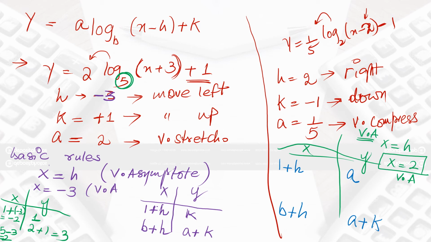So 1 plus h, it means I will write 1 plus 2, so that is 3. a means the first thing, that means 1 over 5. Second point is b plus h, your base is 2, plus h, h is your 2, so 2 plus 2 is 4. And the y value is a plus k, so a is 0.2 or 1 over 5 plus k, k is negative 1, so answer is negative 0.8. Then you will sketch the graph.